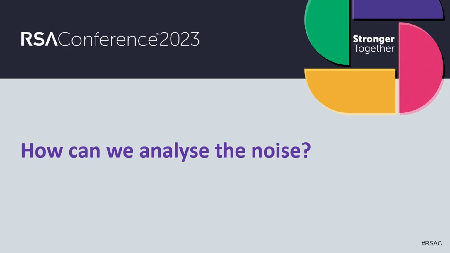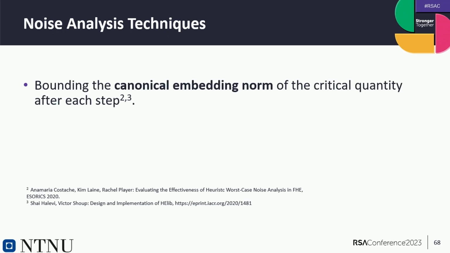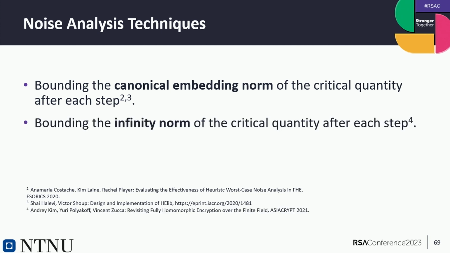So then the obvious question is, how can we analyze the noise? There are a couple of techniques that have been proposed. The first one is to bound the canonical embedding norm of the critical quantity. The canonical embedding norm has very nice mathematical properties that make it easy to bound, but the bounds we get are quite loose. So the next idea is to bound the infinity norm after each step in the circuit. The infinity norm normally gives tighter bounds, but does not have such nice mathematical properties, so it is more difficult to get a bound on it.